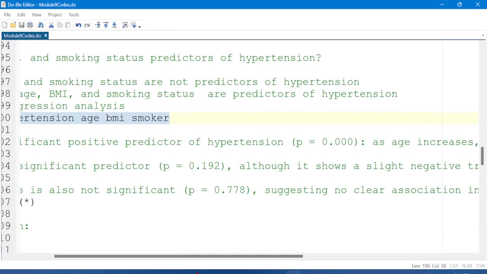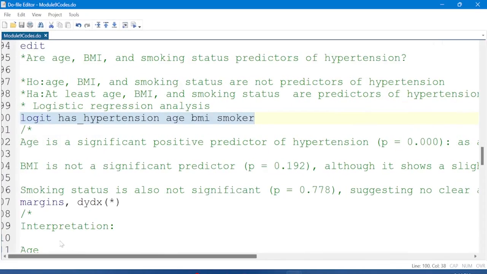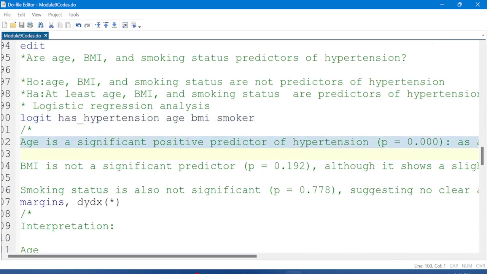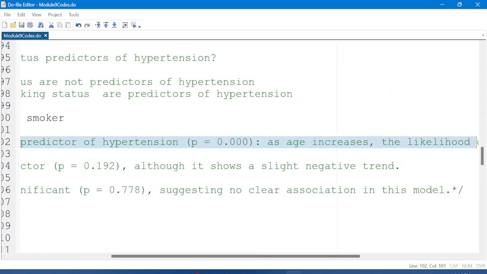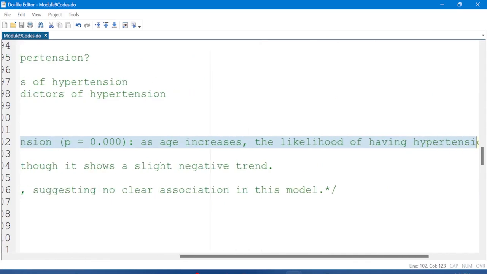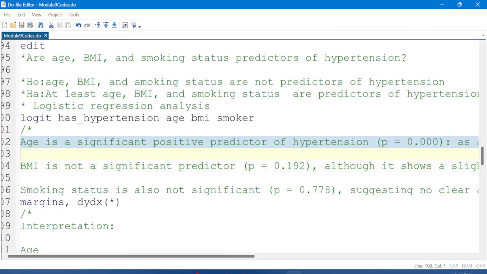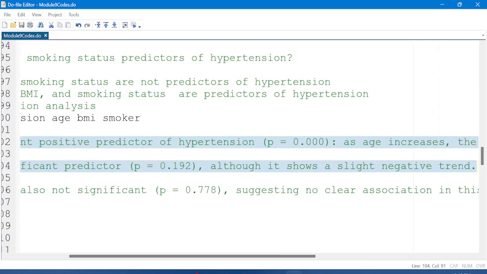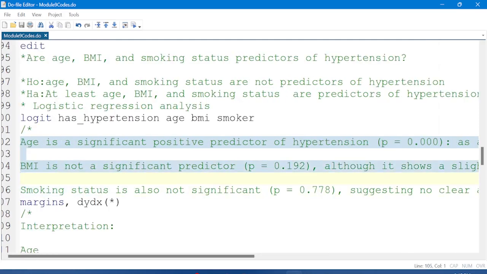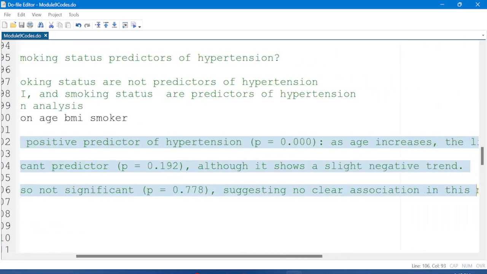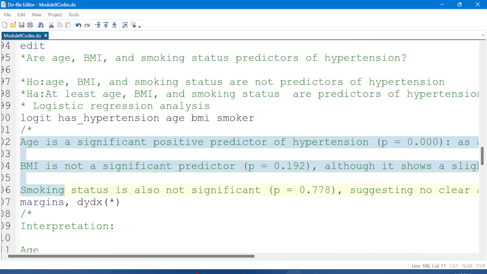So what can we say now after seeing that? We realize that age, as you saw, was statistically significant. In fact, it was a positive predictor of hypertension, which means that as age increases, the likelihood of having hypertension also increases. And BMI is not a statistical predictor of hypertension, although it shows a slight negative trend. And smoking status, on the other hand, is also not statistically significant, suggesting no clear association in this model.